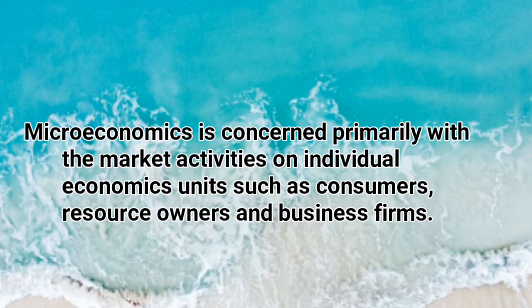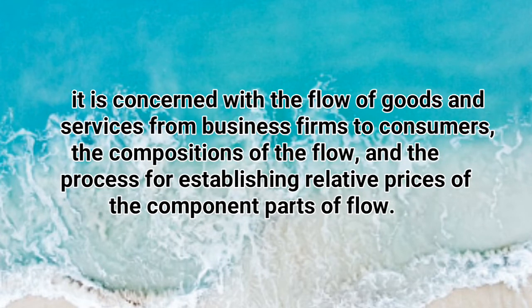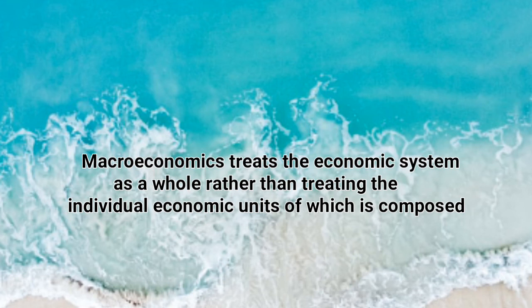Microeconomics is concerned primarily with the market activities of individual economic units such as consumers, resource owners, and business firms. It is concerned with the flow of goods and services from business firms to consumers, the composition of the flow, and the process for establishing relative prices of the component parts of the flow. Next, we have the macroeconomics. Macroeconomics treats the economic system as a whole rather than treating the individual economic units of which it is composed.